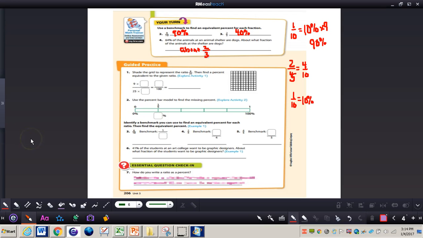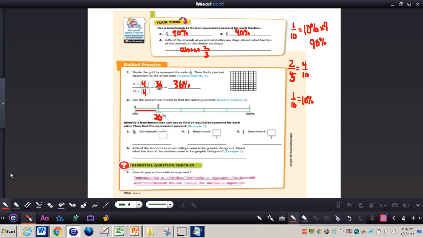So now I want you to take a look at the guided practice on page 206, and I want you to answer number 1 and also shade in the grid that represents the ratio 9 to 25. You can work on number 1 now. So the answer you can see is 36%, and you should have 36 of those squares shaded in. Now what I would like you to do is work on number 2. You can work on that now. So you can see that the answer for this is 20%.